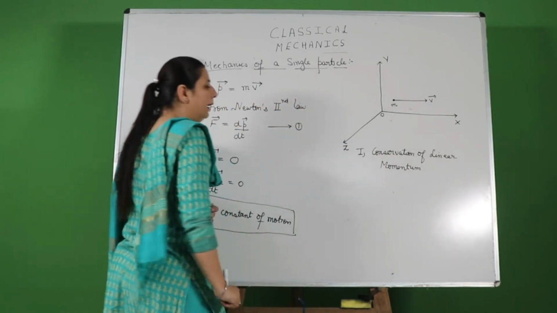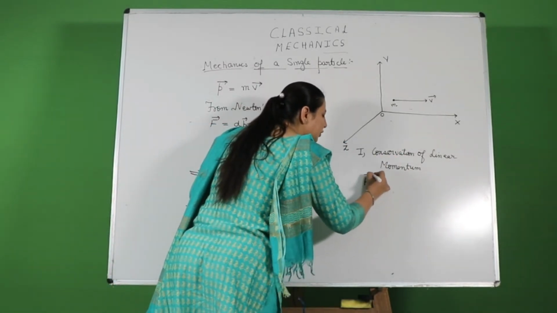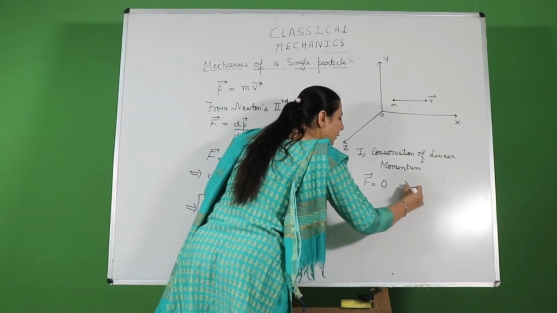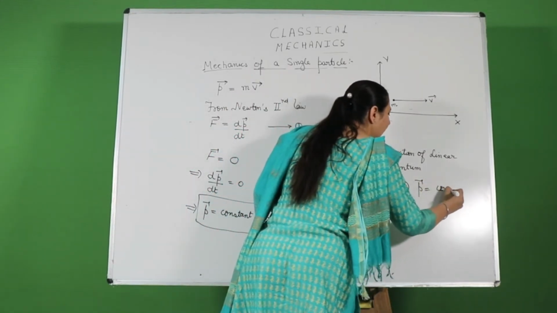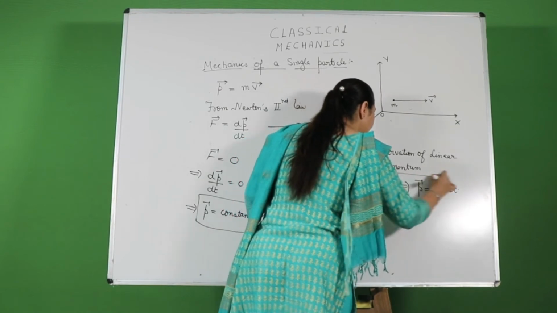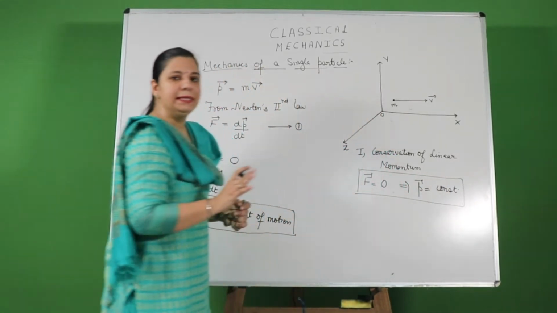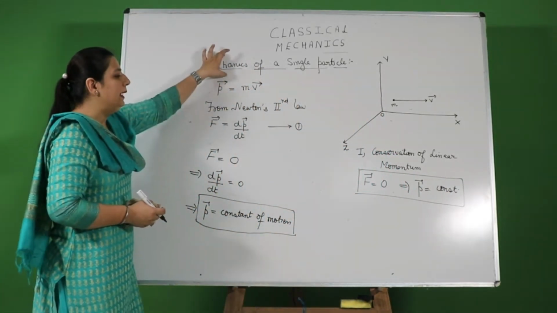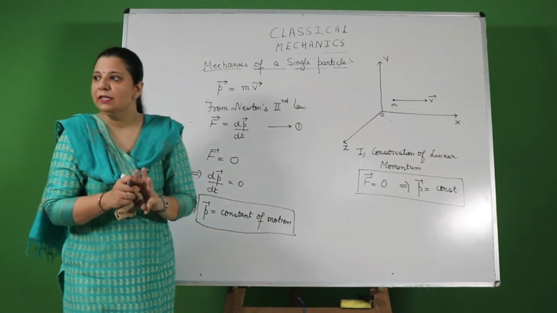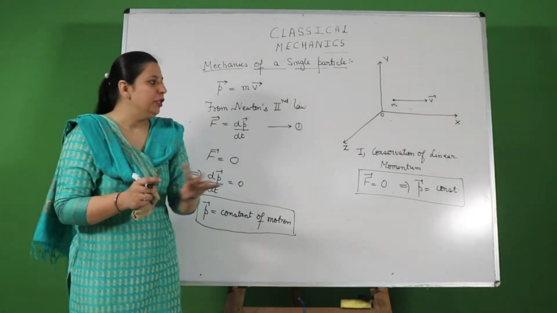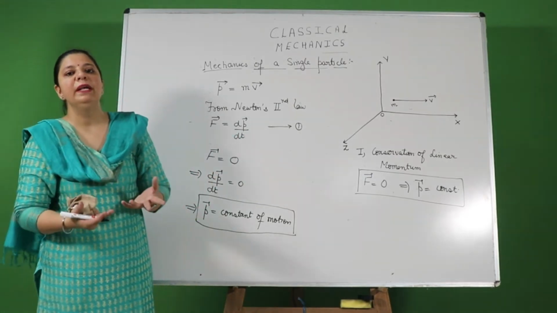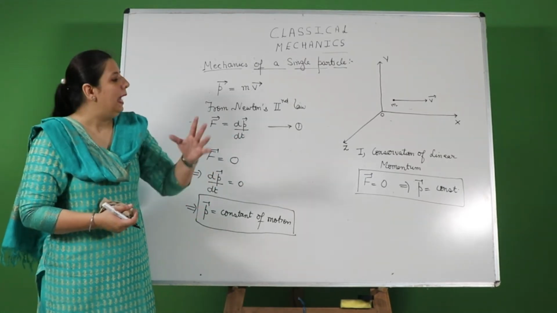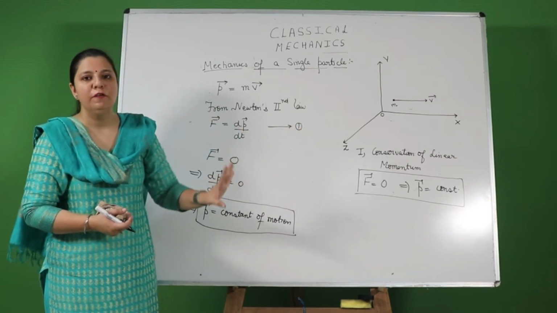It states that if external force vanishes, then linear momentum is constant. I hope this is clear to you. So basically in mechanics, we'll be dealing with three conservation laws. First conservation law is conservation of linear momentum. Second conservation law will be conservation of angular momentum. And third conservation will be conservation of energy.